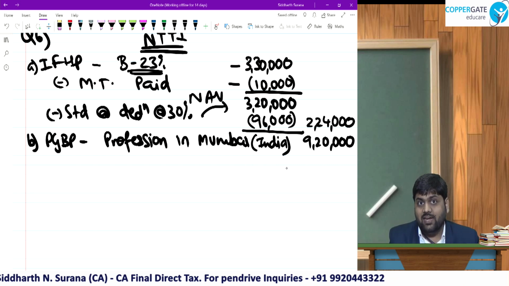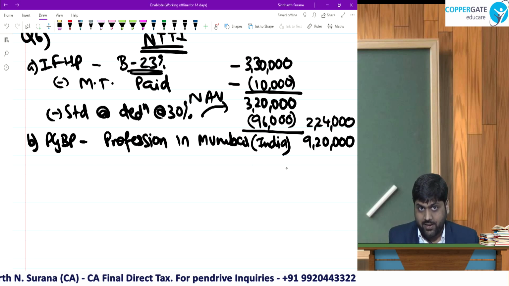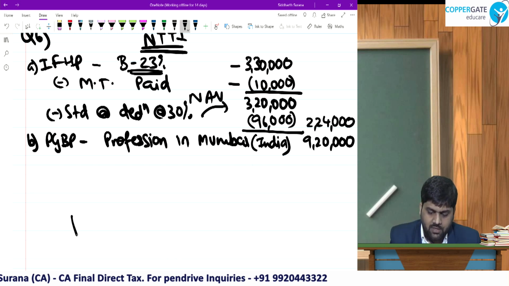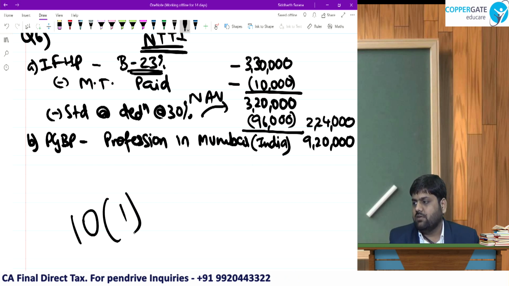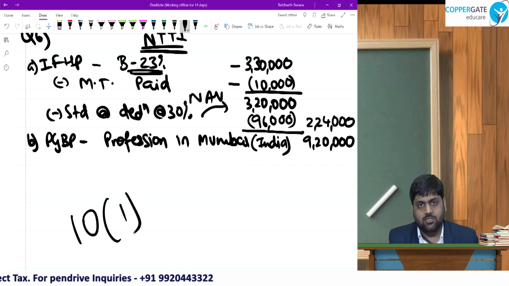Don't write this anywhere. I will dictate it for you. Please don't write this. Section 10 subsection 1. Or actually section 10, they are unrelated, so you can call it clause. The provision of income tax which has made your agriculture income exempt. What does this section say?